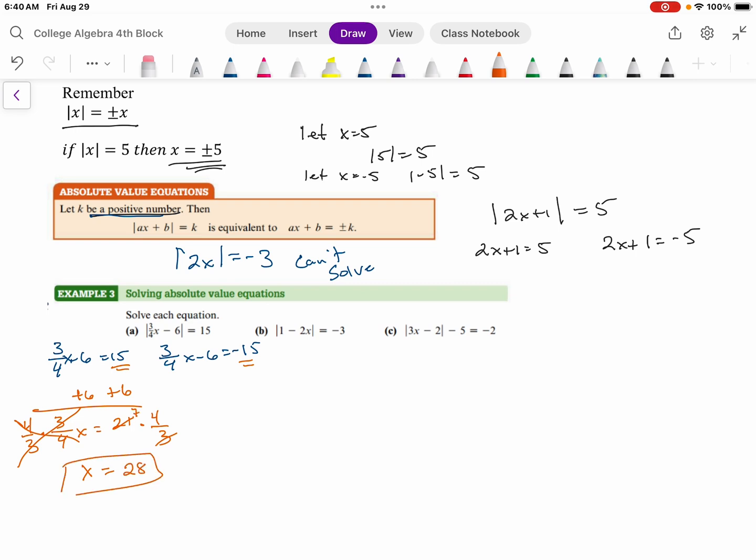Again, you could do keep, change, flip, or whatever your middle school teacher taught you with dividing by a fraction. I just find it's easier, with work showing, to multiply by the reciprocal. So on the next one, we're going to add the 6 again. Now remember, that's a negative 15, so 3/4 x equals a negative 9. And then again, I'm going to multiply by the reciprocal.